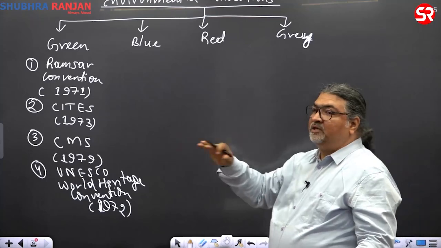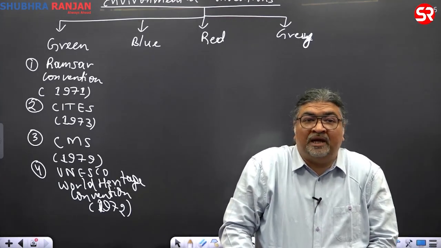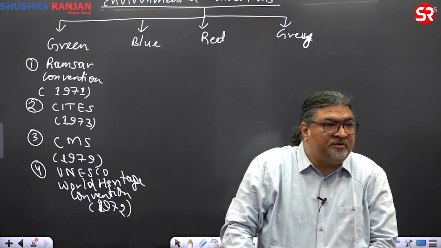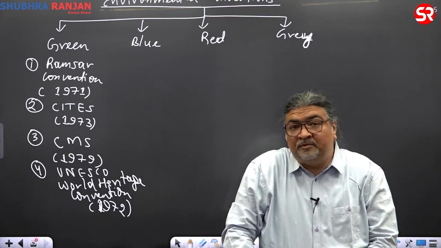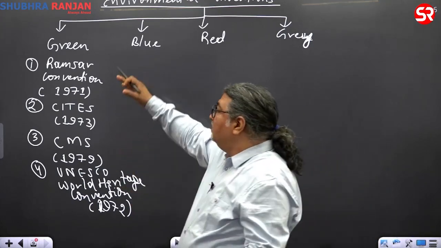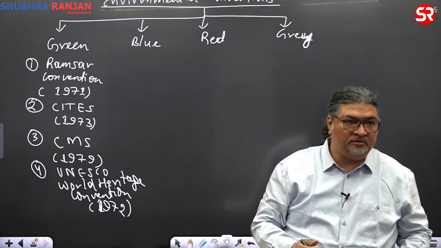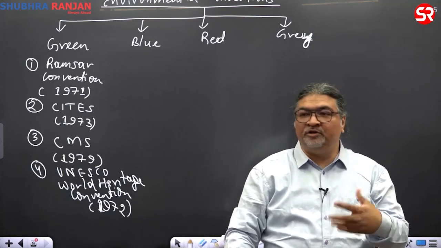These are conventions, but if you take programs, one program you are aware of is the Man and Biosphere program. For the concept of Biosphere Reserve and its protection, the MAB program was 71, again 71, but came into 75. It was proposed that way, 75. I have not written the Man and Biosphere program because I am talking about conventions now. What is the Man and Biosphere program? It is a program, not a treaty.